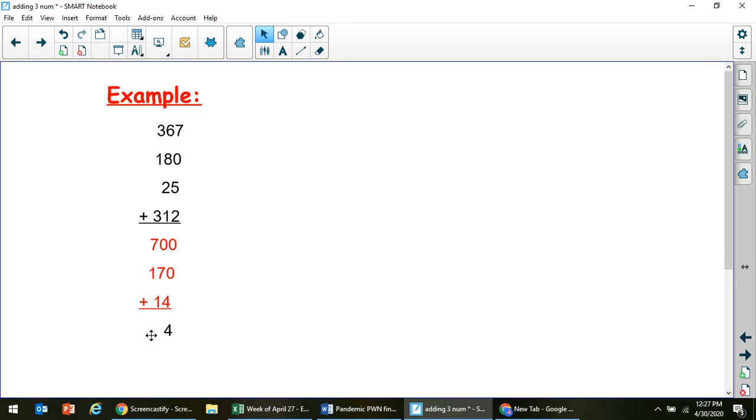7 plus 1 gives you 8. And then last but not least, 7 plus 1 gives you 8. So your total sum is 884. And that, my friends, is a way to solve it, adding 3 or more numbers using partial sums.